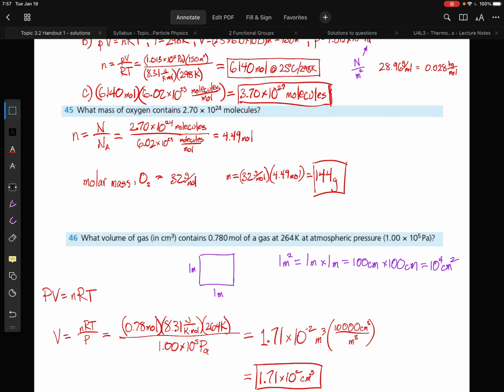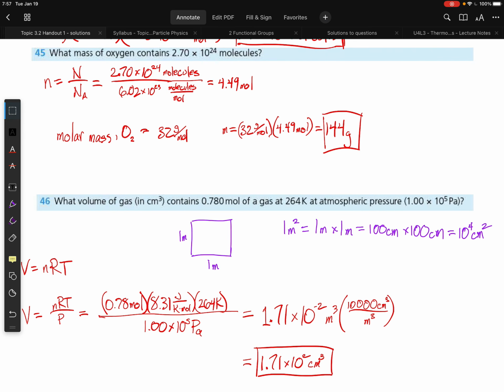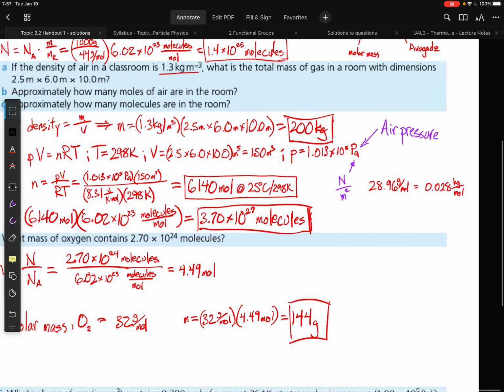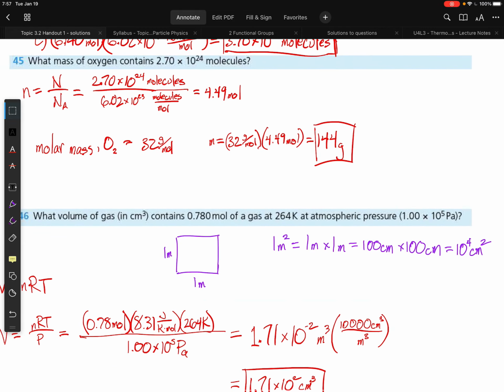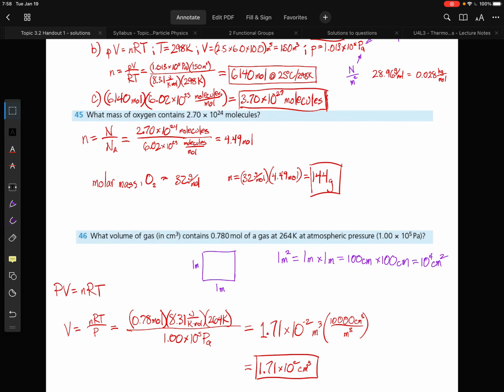Okay, number 46. What volume of gas contains 0.78 moles of gas at 264 Kelvin at atmospheric pressure 1 times 10 to the 5th pascals? Note that this value is slightly different than what I used here. That's fine. Use what you are given.